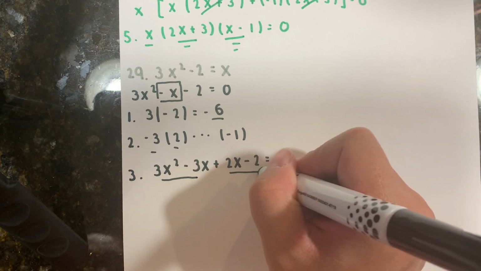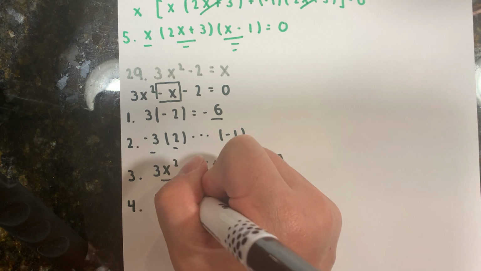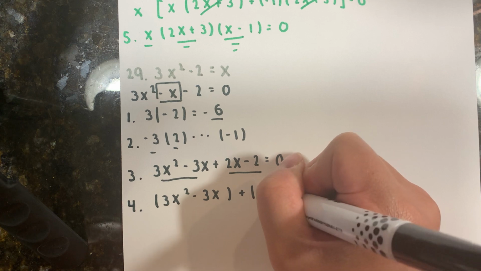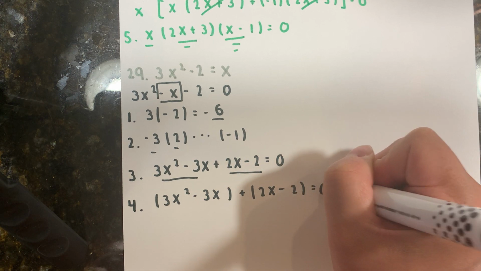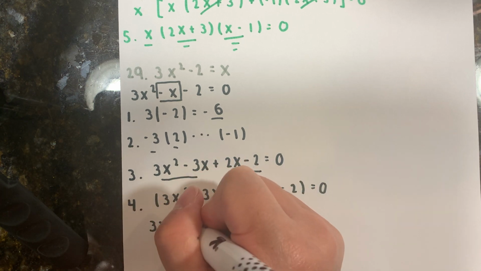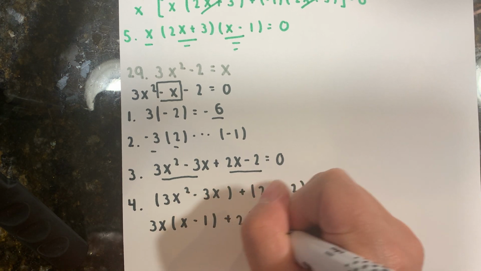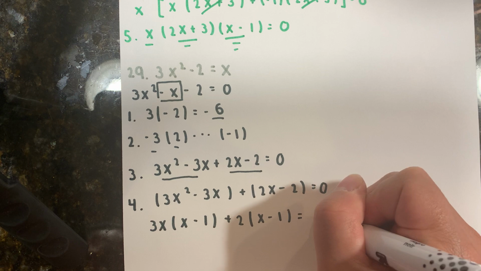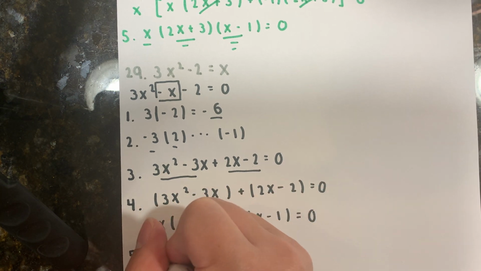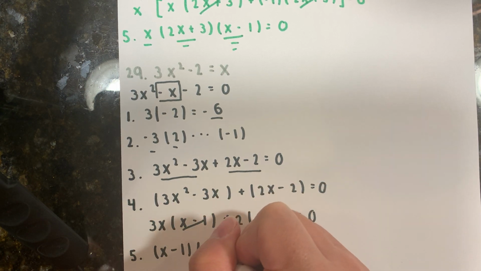This is your first parenthesis, this is your second. And what I want to do first is recognize what I can factor out of the first parentheses and then what I can factor out of the second parentheses. The first one I can factor out a 3 and an x, leaving me with x minus 1. The second one I can factor out just a 2, leaving me with x minus 1. Now for step 5, I factor out this x minus 1, leaving me with 3x plus 2.